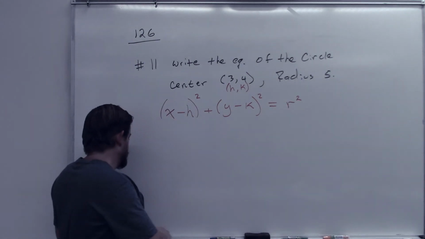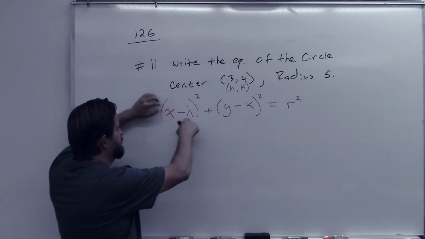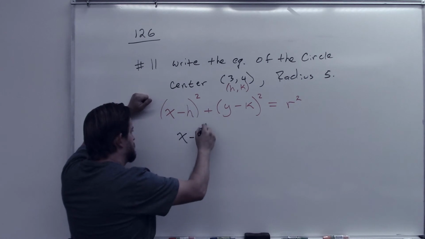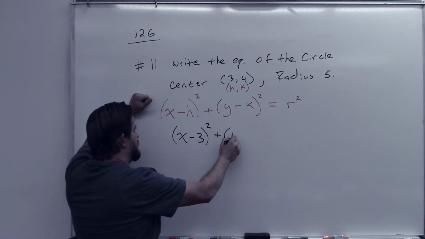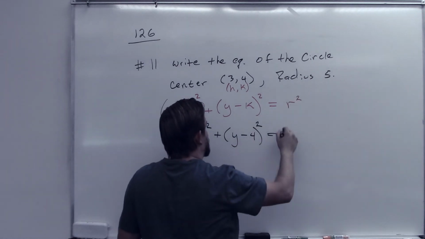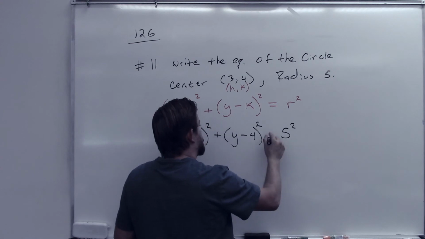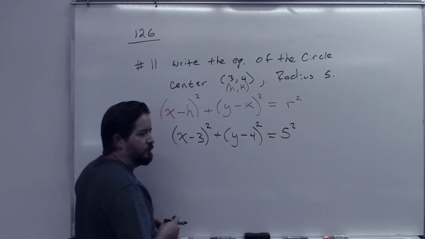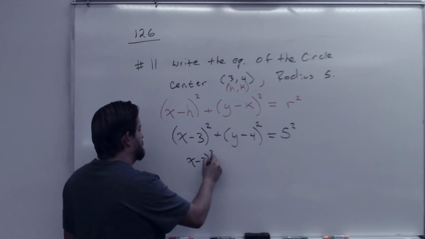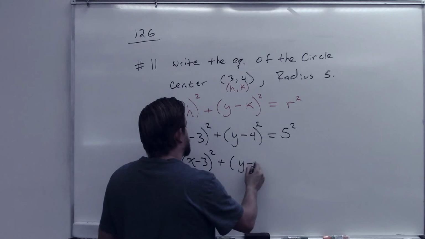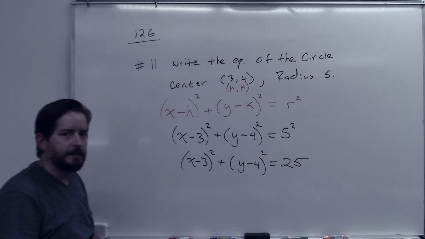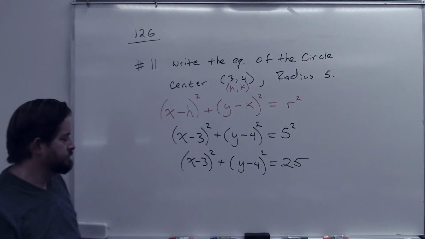So I just have to plug those numbers in here. That is x minus 3 squared plus y minus 4 squared equals r, which is 5 squared. And really the only thing that you can do is square that 5. So it's all of this, x minus 3 squared plus y minus 4 squared equals 25. And that's it. And that's one of our options.